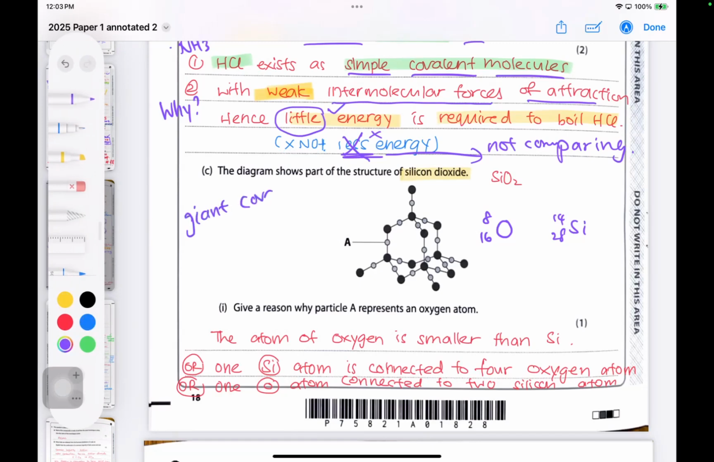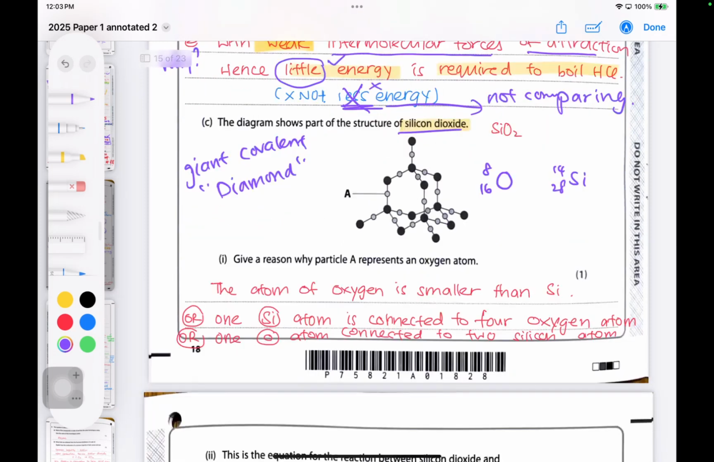I know the giant covalent structure that most of them remember is diamond, because it's a girl's best friend. Silicon dioxide fits into this category of giant covalent structures. So this 1 mark question is asking you to give a reason why particle A represents an oxygen atom. Now silicon dioxide, as the formula looks like, is SiO2. So how do you justify that A is oxygen and not silicon?